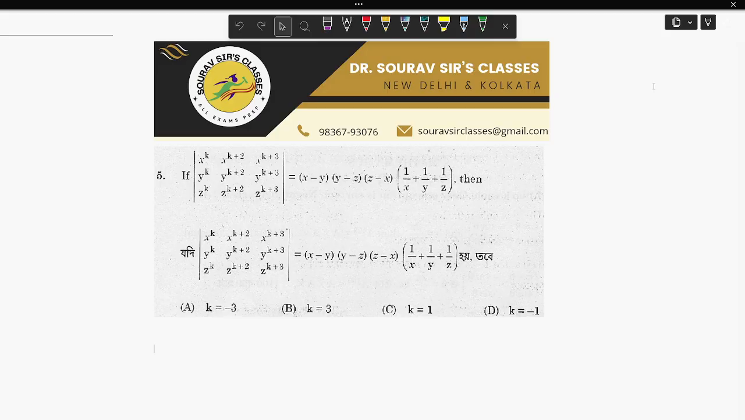Now we are going to solve a problem which appeared in the West Bengal Joint Entrance Exam, the WBJEE. The question says: if the determinant with rows x to the power k, x to the power k plus 2, x to the power k plus 3; y to the power k, y to the power k plus 2, y to the power k plus 3; z to the power k, z to the power k plus 2, z to the power k plus 3, is equal to (x minus y)(y minus z)(z minus x) into (1 by x plus 1 by y plus 1 by z), then what is the value of k? The four options are minus 3, 3, 1 and minus 1.